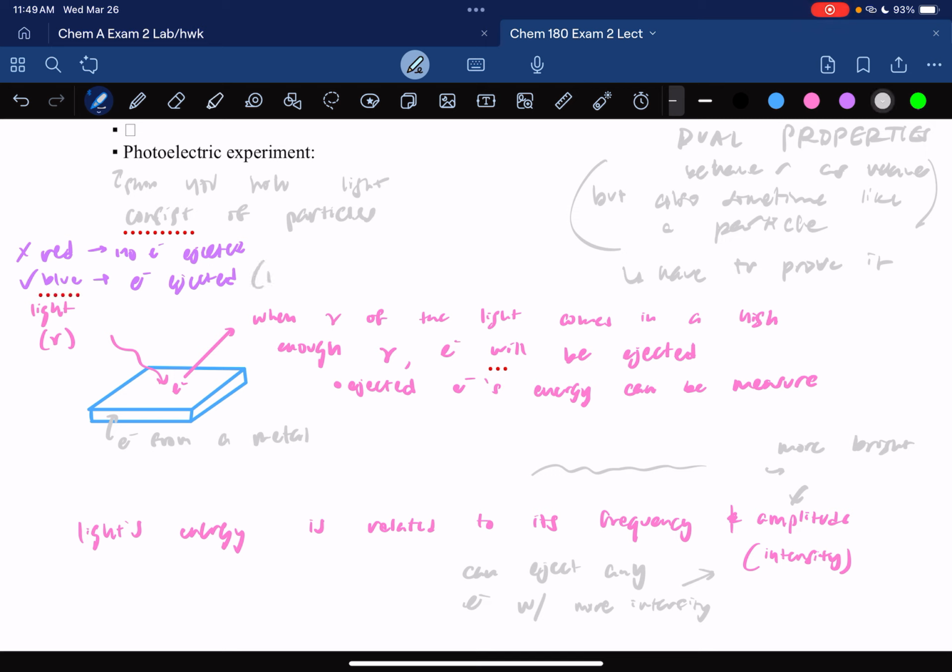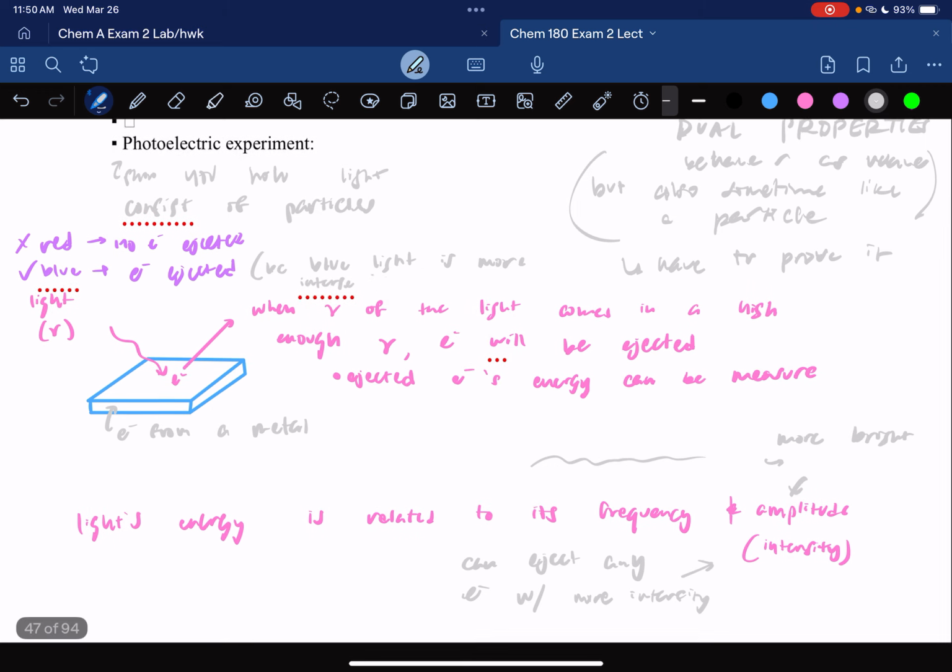So it only depends on frequency, not energy? Well, it's not just the energy. Even though frequency affects energy, amplitude also affects energy. But somehow amplitude does not affect it, while frequency does. So we have to explain that.